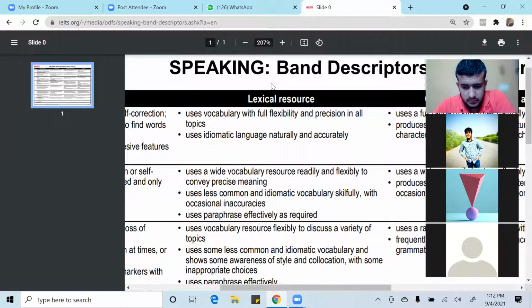And you should use idiomatic language. What do you mean by idiomatic language? That is, we can use some idioms while speaking.